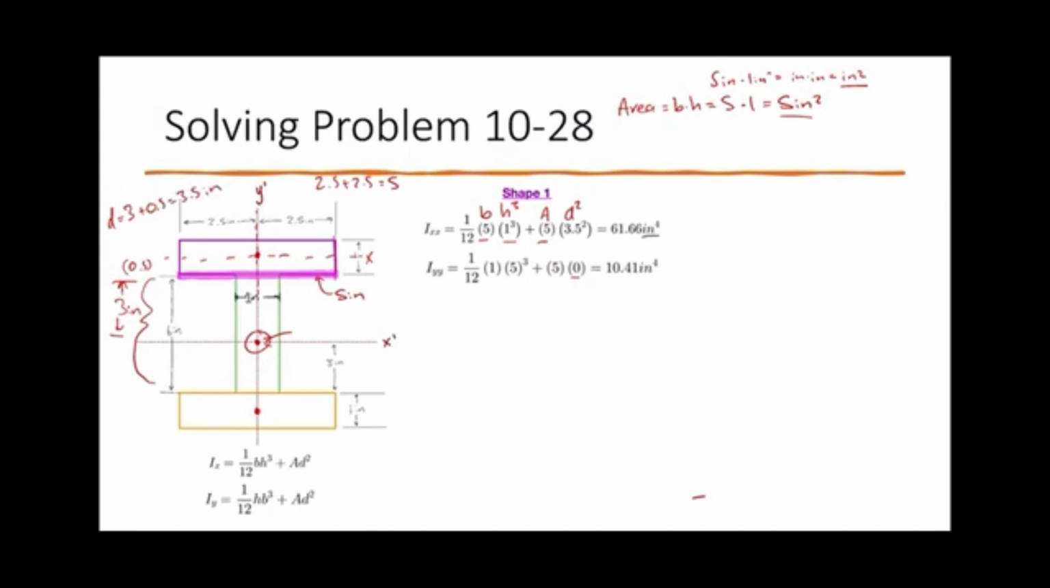Now, checking our units. Always check the units. It's super important. We have base times height cubed, which is inches times inches cubed, plus area. Remember, area is in inches squared, and distance squared is also inches squared, giving us inches to the 4th plus inches to the 4th. And that's how we get inches to the 4th. So it's very important that we keep those.